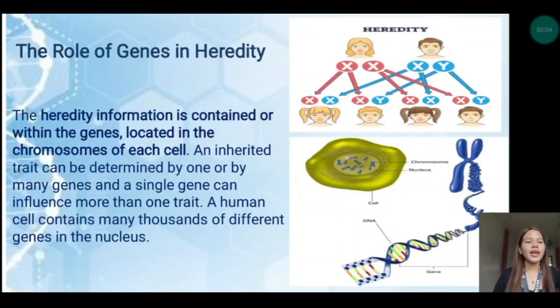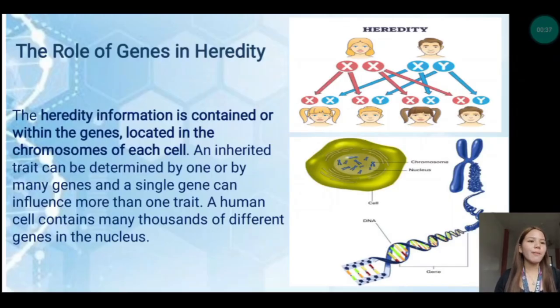Good day everyone, I am Junisa Camiso and my topic is all about heredity. So the role of genes in heredity. The hereditary information is contained within the genes, located in a chromosome of each cell. An inherited trait can be determined by one or by many genes, and a single gene can influence more than one trait. A human cell contains many thousands of different genes in the nucleus. So as you can see from the picture, it is information contained within the genes.